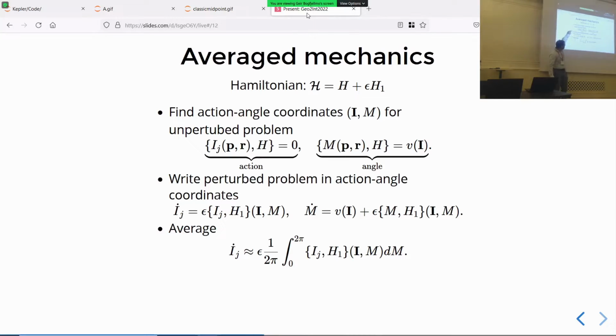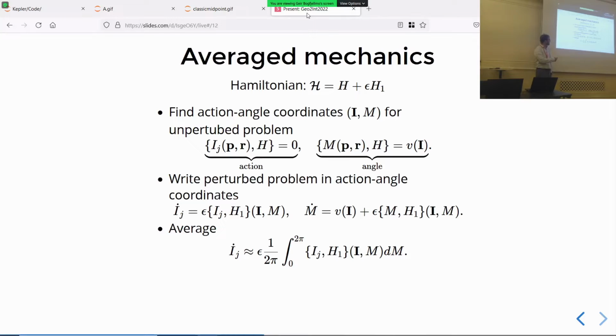So this is the action of the original Hamiltonian, and then add epsilon H1 to it. You add this term to the action coordinates, and this to the angle coordinates. Roughly speaking, you say you don't really care anymore.